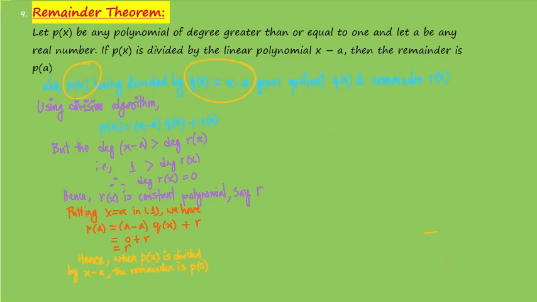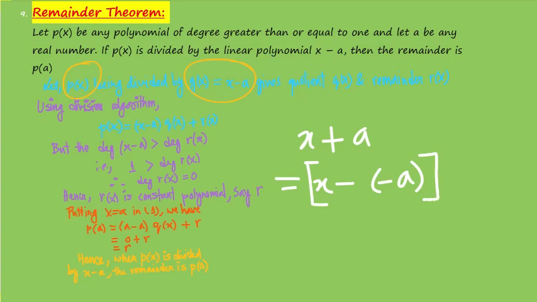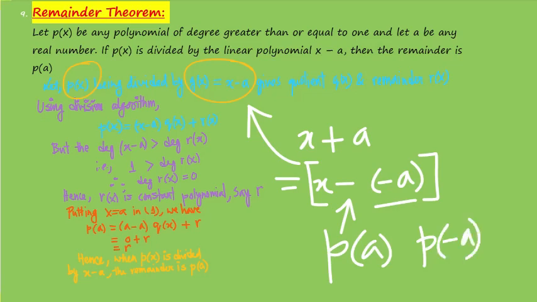So if it is x minus a, then the remainder will be p of a, and if it is x plus a, then the remainder would be p of minus a. Why? Because x plus a can be written as x minus a, right? So if you compare it with this value, x is the same, minus is the same, but in place of a we have minus a. So hence in the answer also, in place of p of a, it will become p of minus a. So when it is plus, it is p of minus a.